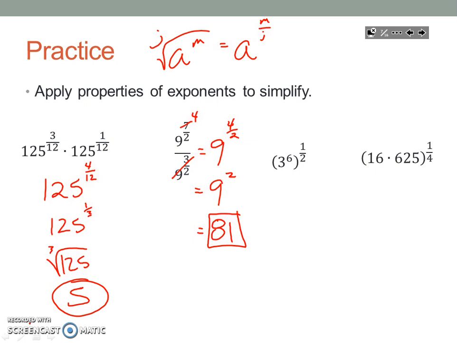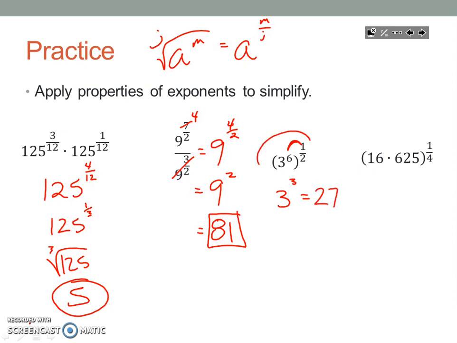Okay, if I have a power to a power like I have here, power to a power, we would multiply these together. So that gives me 3 to the 6th power times 1/2. That's going to give me 3 cubed. And 3 cubed, we already talked about, gives me 27.